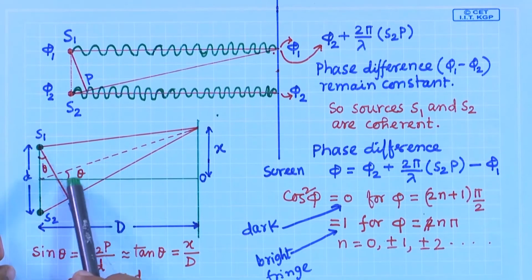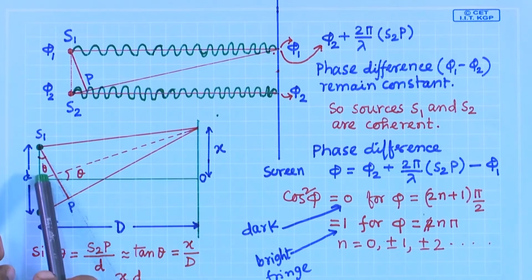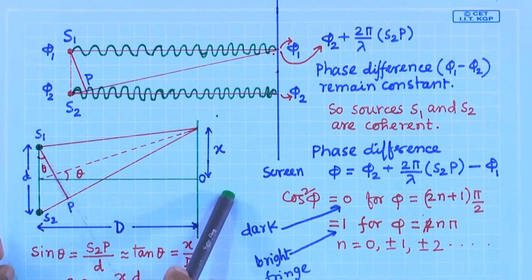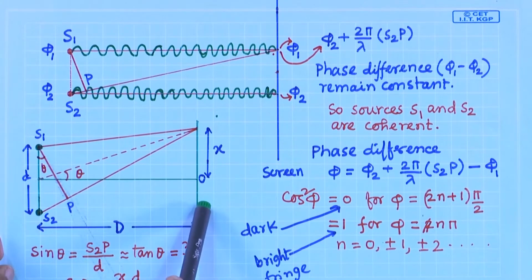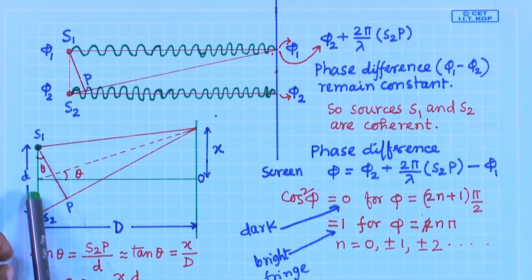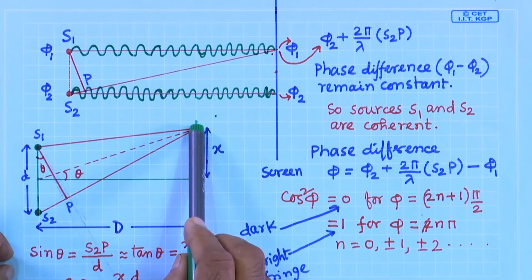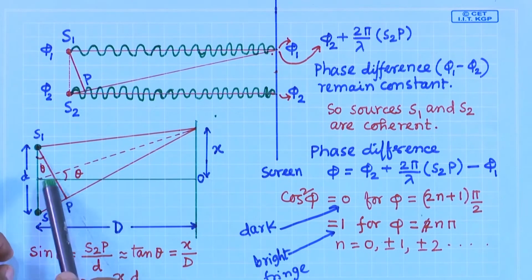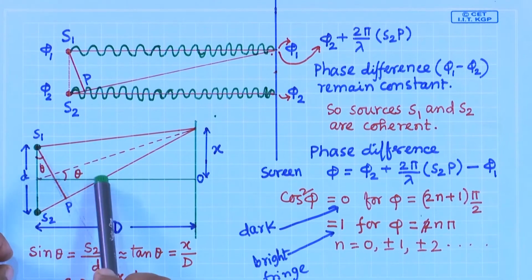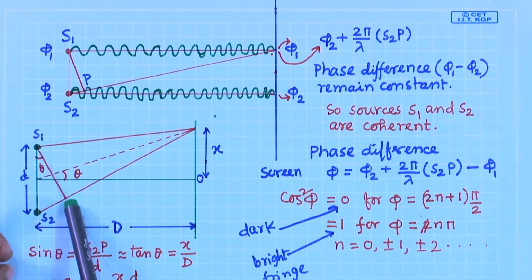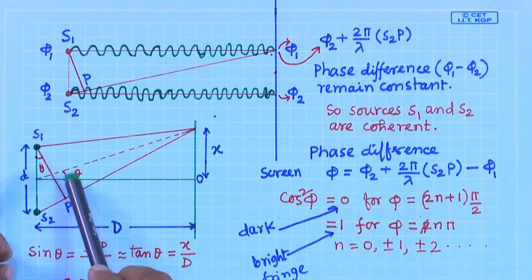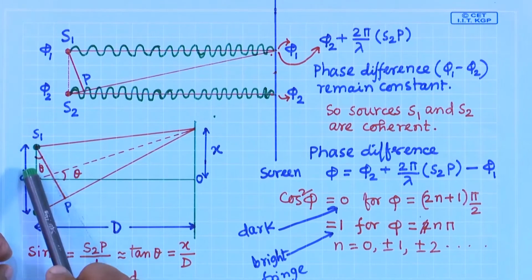So if this angle is theta, with capital D the normal distance between the source and screen, small d the distance between the sources, and the meeting point at an x distance from the center, making angle theta. So this will also be theta, this is normal, and here this is normal on this. So these two angles will be the same.